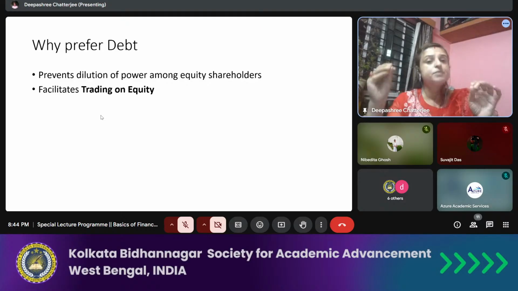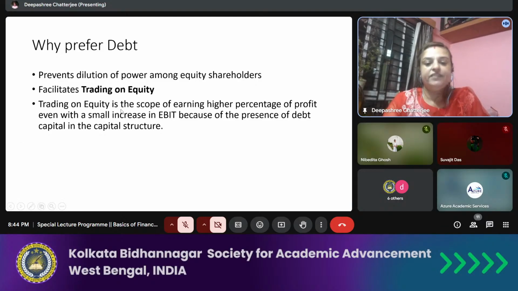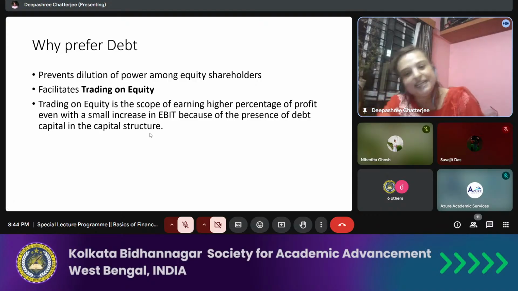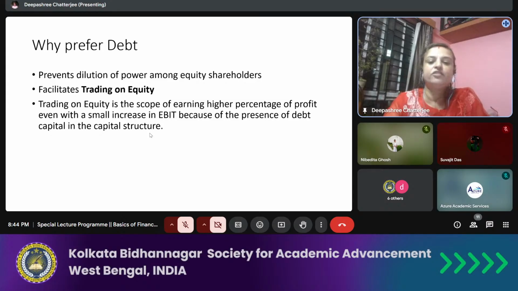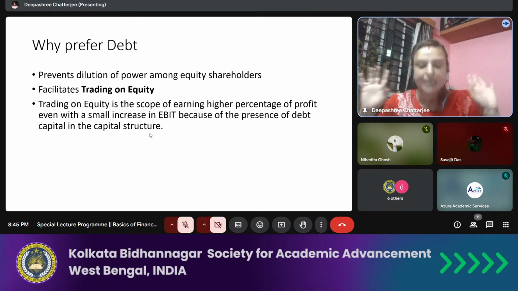It's a very common term, but a very technical term as well. So we will understand what the term trading on equity means. Whenever there is debt capital in the capital structure, equity shareholders enjoy something called trading on equity. What is trading on equity? Trading on equity is the scope of earning a higher percentage of profit even with a small increase in EBIT because of the presence of debt capital in the capital structure. That means if EBIT increases by say 10%, then the EPS, that is the percentage return to the equity shareholders, will increase by more than 10% if debt capital is present in the capital structure.